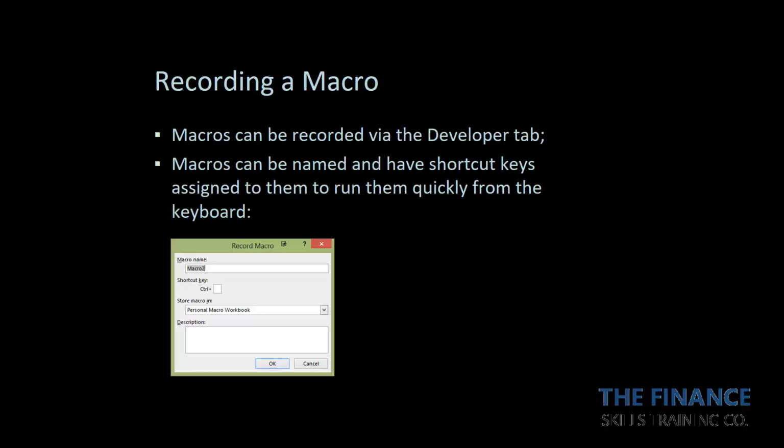And finally, we can also provide a description for a macro. This is also important because sometimes we're going to record a macro and then 3 or 4 months later on, we might not necessarily remember why we recorded the macro and what it does. And that's where the description is very useful. In terms of storing the macro, we're going to see where the different options are when we get to the example.